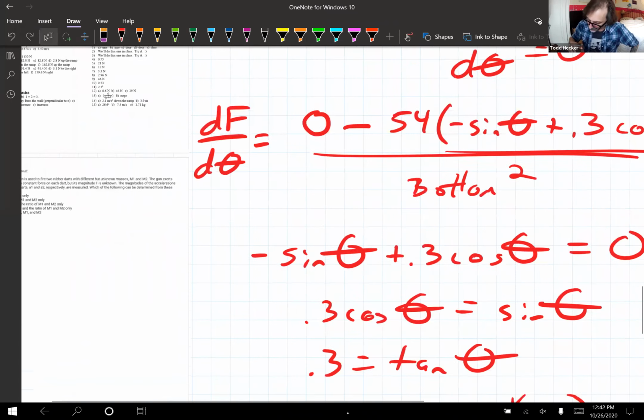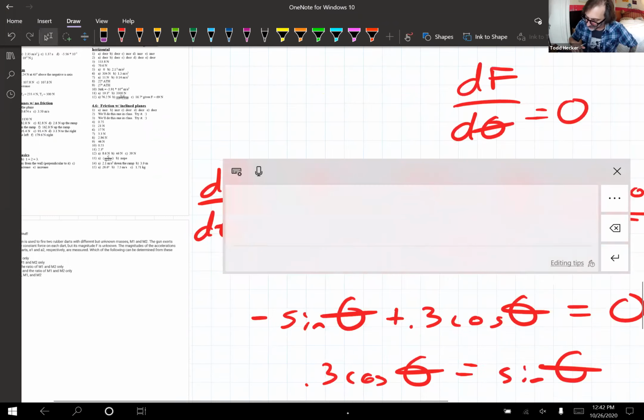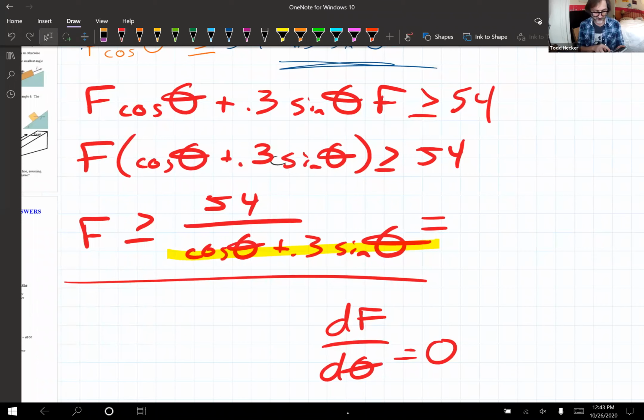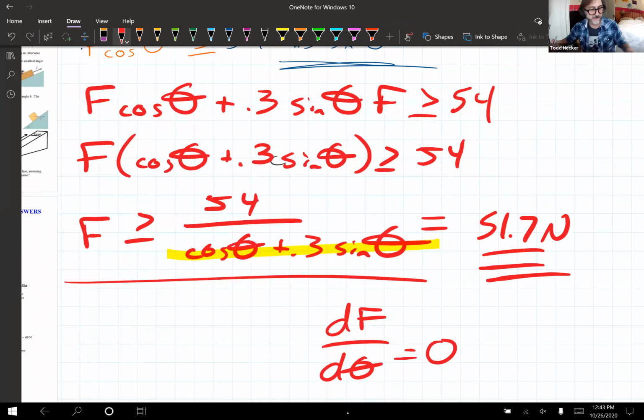Okay, and so now we got to go back and find that force. To find the corresponding force, we can plug it in here. So 54 divided by, in parentheses, the cosine of that number plus 0.3 times the sine of that number. And it gives us 51.7 newtons. All right, so there we go.